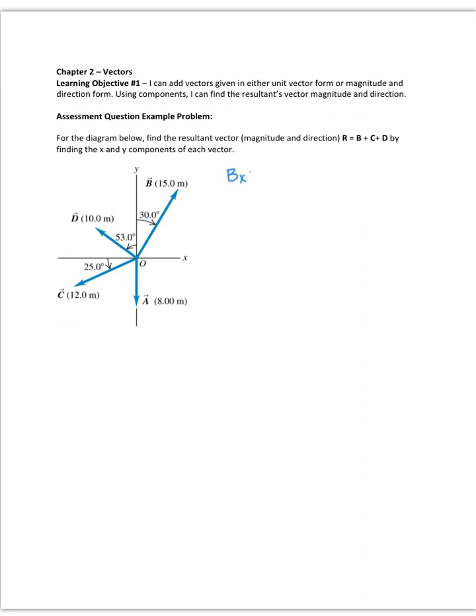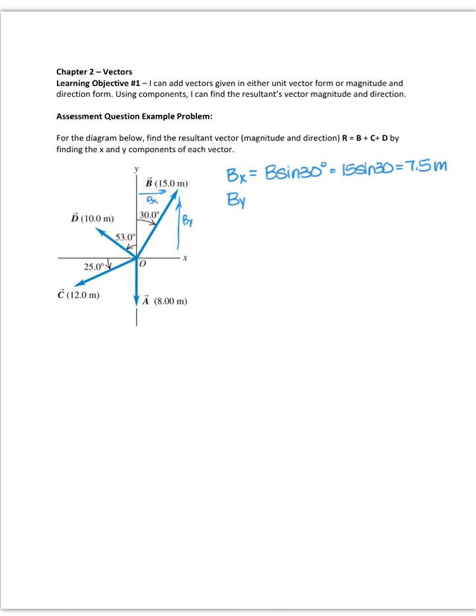So bx. Now b has a magnitude of 15 and it makes an angle of 30 degrees with the y-axis. So when we think about bx and by, we have to keep in mind that we want to use the correct trig function in order to find those components. Because of the way the angle is defined, the x component is found by using the sine of 30 degrees, which would be 0.5, and so we get 15 times the sine of 30. So the x component is 7.5 meters.